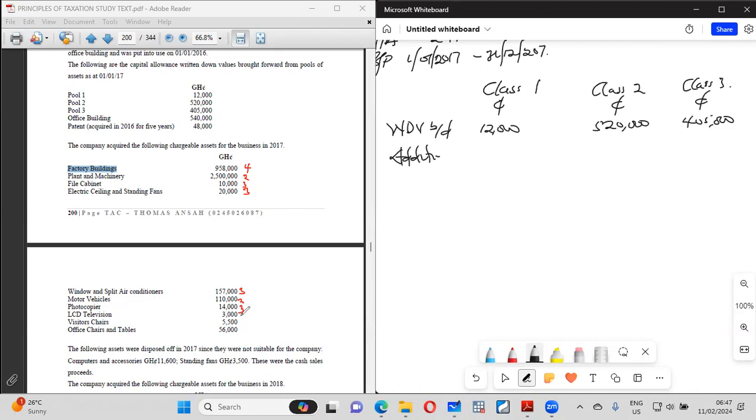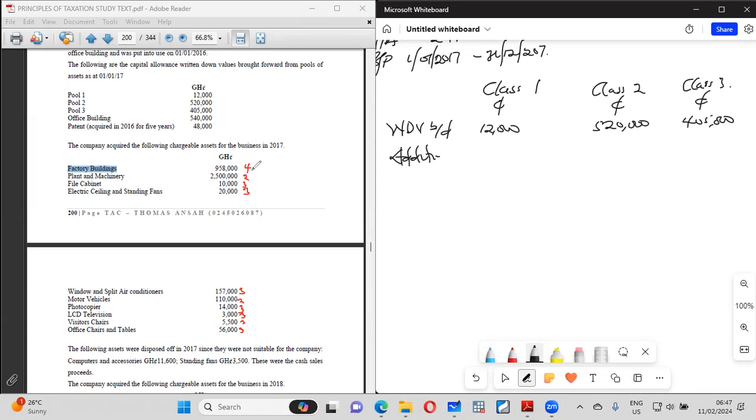LCD television. Yes, LCD television. Where will you place it? LCD television, 3. Visitor's chair, 3. Office chair and tables, I think that one too should be 3. So that is that. So we now need to add all these things up. So that is what happens.